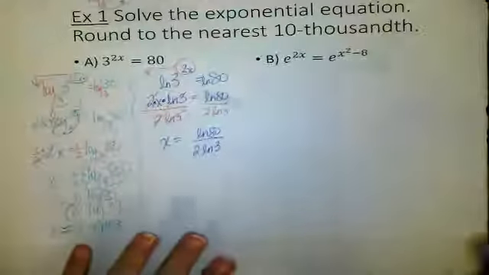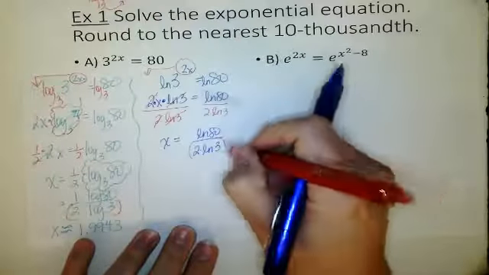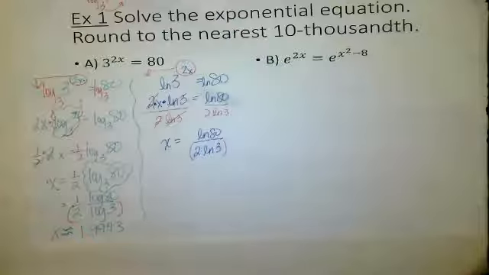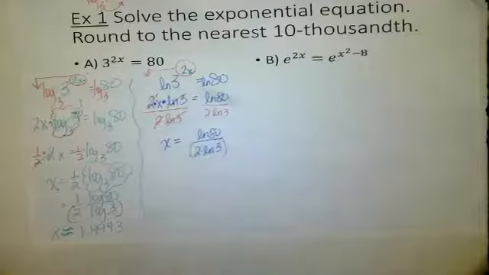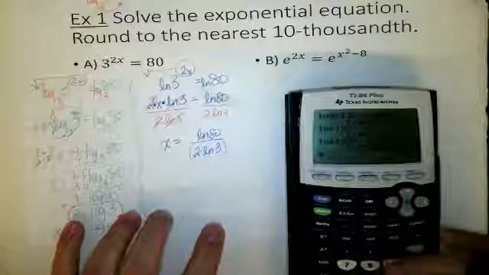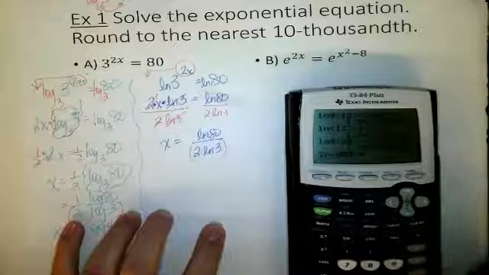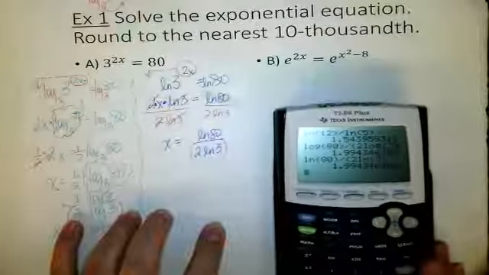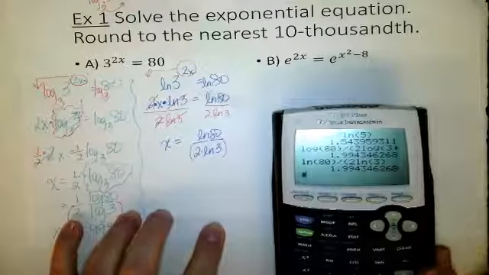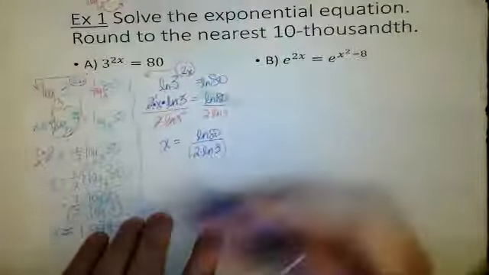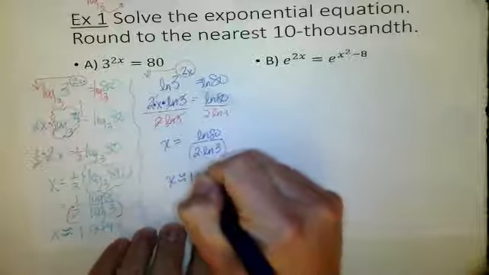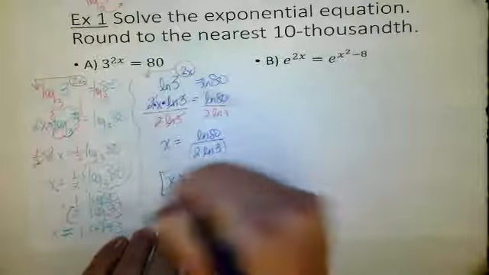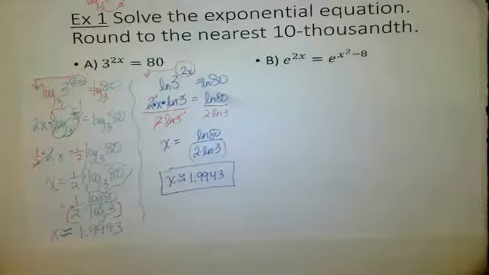Okay? We're going to take a natural log every single time. Ladies and gentlemen, the hard part about this is putting it in your calculator correctly. So please be careful. We need parentheses around that entire denominator. But the natural log of 80 divided by 2 natural log of 3, you can see we get the same 1.9943 with a lot less work, right? So this is how I'm going to do things. I'm just going to take a natural log all the time.